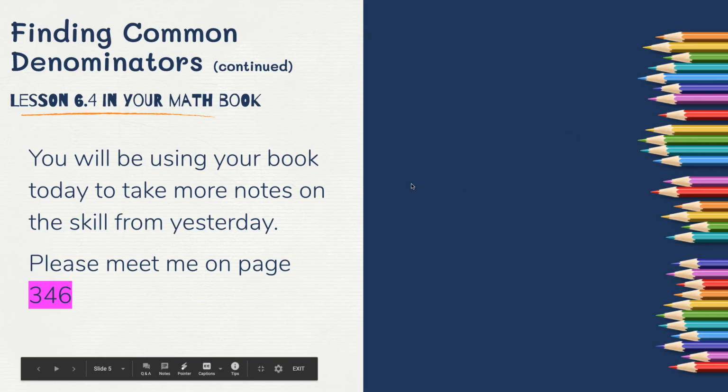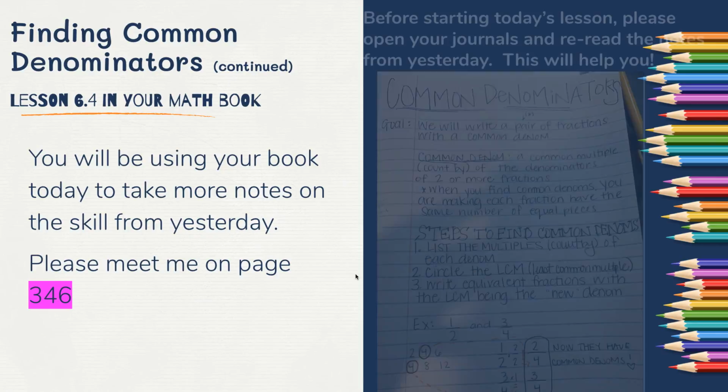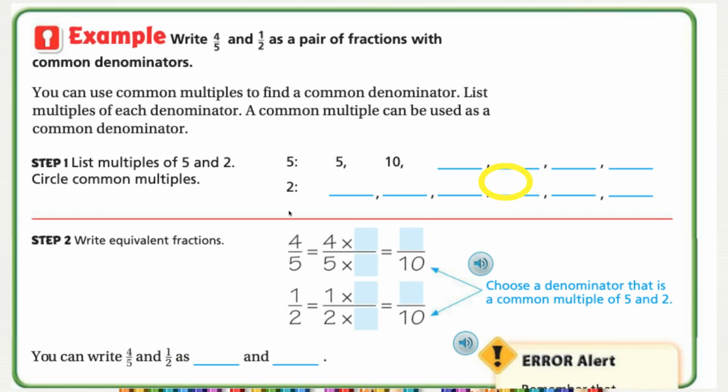Okay, so we are going to continue with yesterday's lesson, finding common denominators. Okay, so I want you to pause me, get your math book, and go to page 346. All right, and before we move forward, I want you to also open up your math journal and pause me and reread your notes from yesterday. I promise you it will help you moving forward. All right, so on page 346, now remember, I am going to go fast because of my time. You pause me to work. All right, here we go.